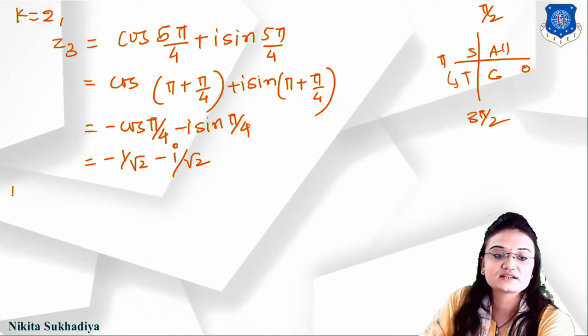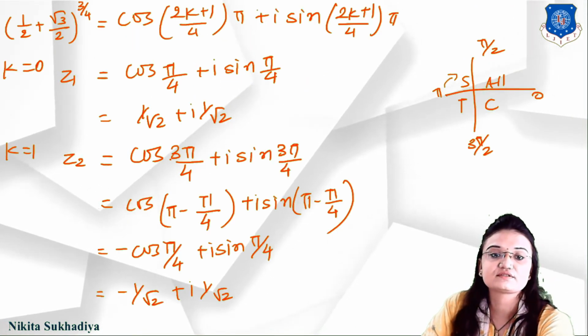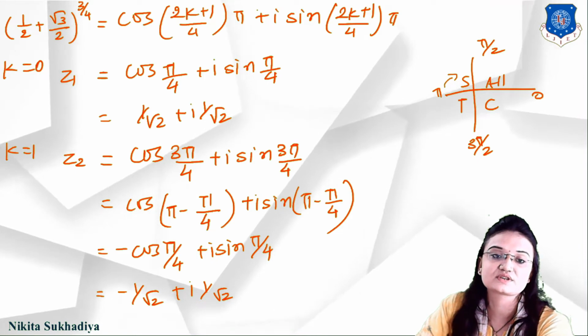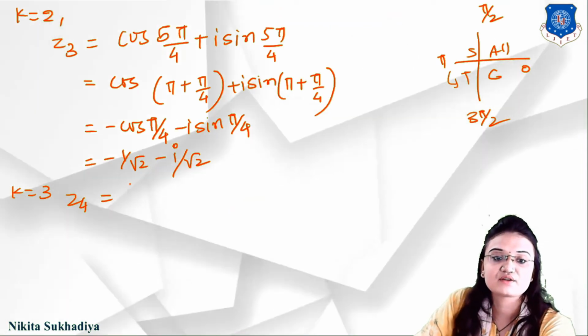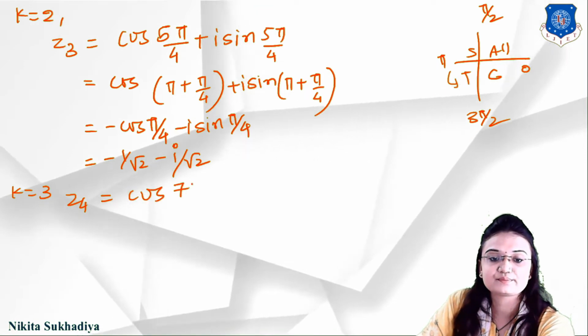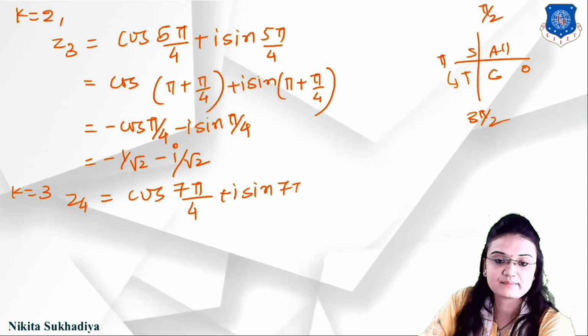Okay, now put k is equal to 3. So we will get z4. So put k is equal to 3 here. So this is 2 into 3 plus 1, so this is 7 pi by 4. So this will become cos 7 pi by 4 plus i sin 7 pi by 4.